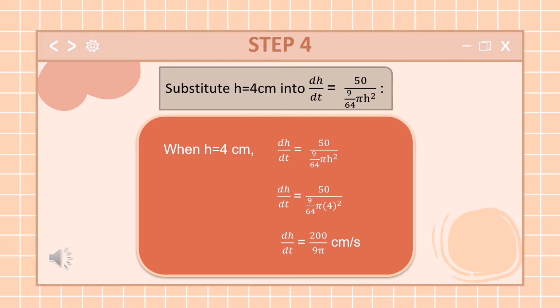Step 4. Substitute h equals 4 cm into dh over dt equals 50 divided by 9 over 64 pi h squared. When h equals 4 cm, dh over dt equals 50 divided by 9 over 64 pi times 4 squared. So the final answer is dh over dt equals 200 over 9 pi cm per second.